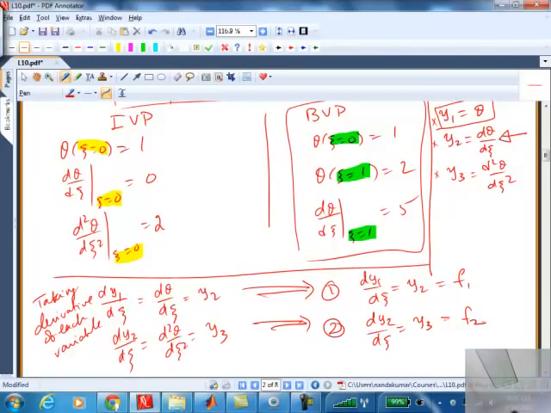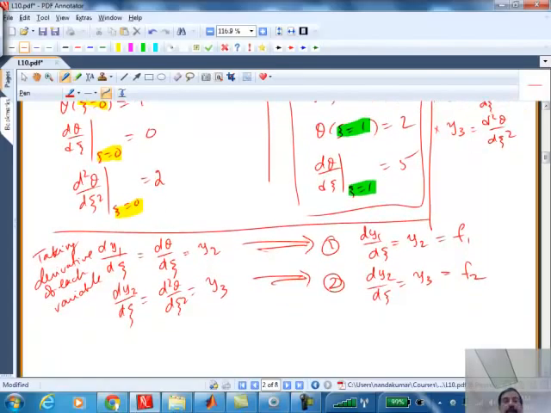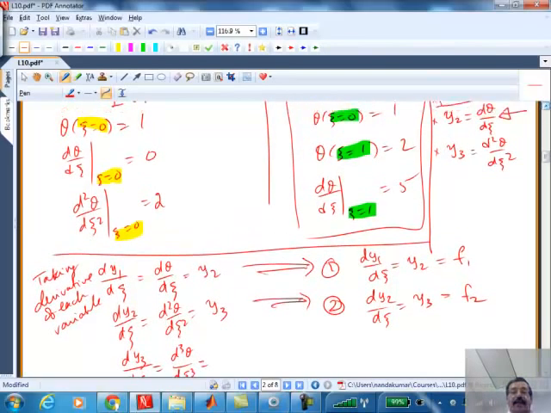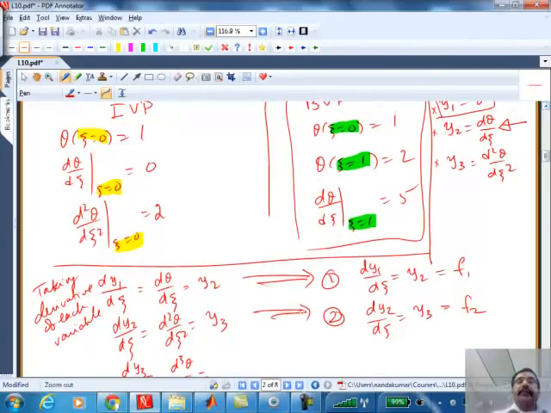Okay? So the first function is simply y2, the second function is simply y3. The third equation is going to be, I take the derivative of y3 with respect to psi, and that's going to be equal to d cube theta d psi cube. But what is it in terms of y1, y2, and y3? Now I look back at the original equation. It is at this stage I look back at the original equation. I need to be able to have both of them.